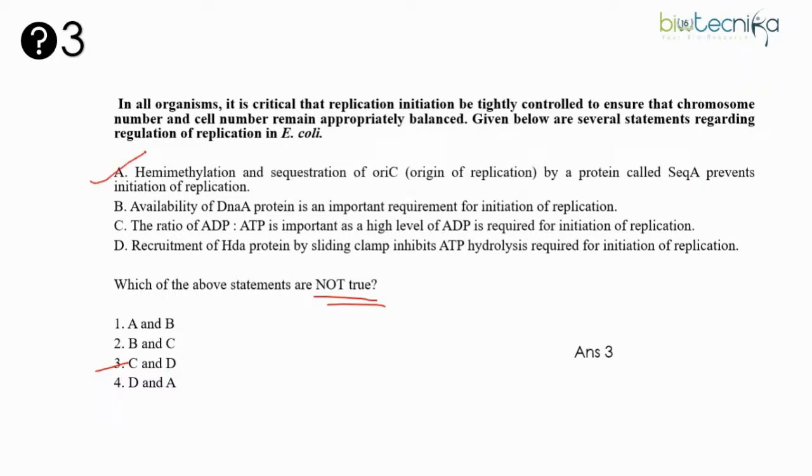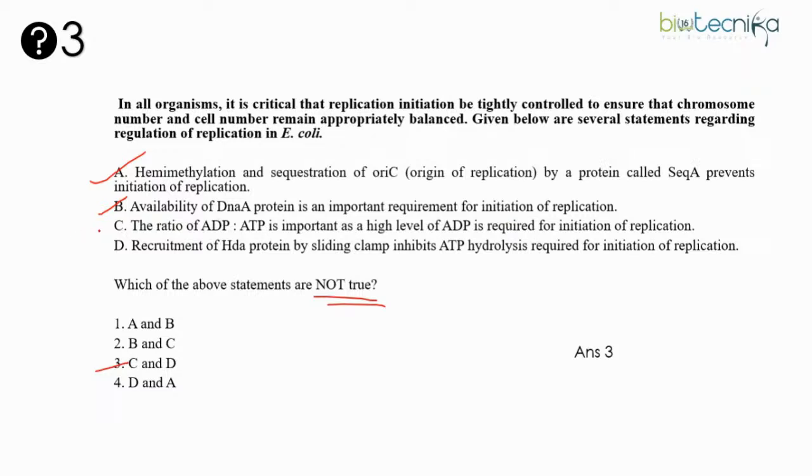This is absolutely true. We need to regulate replication only once in a cell cycle, right? We need to restrict that. In order to restrict that, we take the help of SeqA, because for the initiation of replication, you need to recognize this oriC, and that is done by DnaA protein. But if SeqA is bound to this oriC, then obviously DnaA protein cannot bind to it. And if DnaA protein is not binding to oriC, it will not initiate replication. So statement A is correct. Statement B, availability of DnaA protein is an important requirement for initiation of replication. Just as I explained, DnaA protein is important.